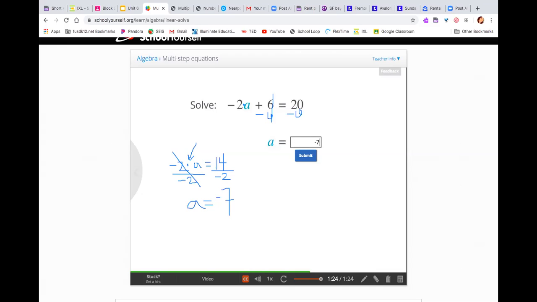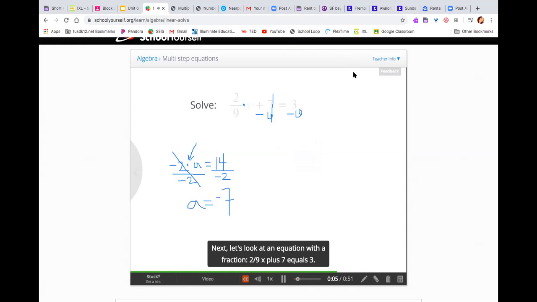So negative 7. Let's see if we did it. Nicely done. So A equals negative 7. Next, let's look at an equation with a fraction.